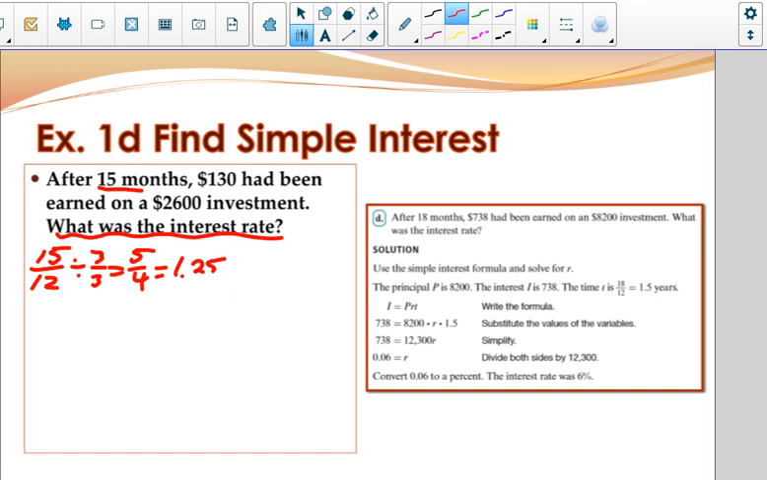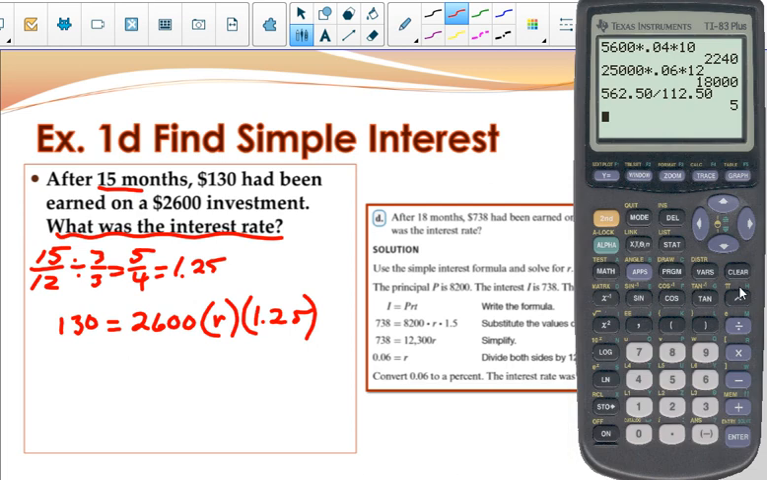So my interest earned was $130. I invest $2,600 at an interest rate I don't know, but I know that I'm doing it for 1.25 years. Now if I come to my calculator, we have 2,600 times 1.25, which gives you 3,250.